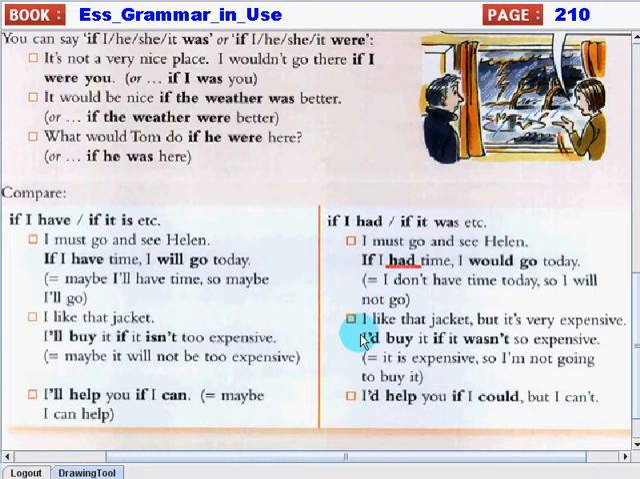Next, I like the jacket, but it's very expensive. I'd buy it if it wasn't so expensive. It is expensive, so I'm not going to buy it. I'm sure. That's why I used I had. Or I would. I would buy it if it wasn't so expensive. Alright? Next, and the last, I'd help you if I could, but I can't. I used I would, I'd, for the contracted form.